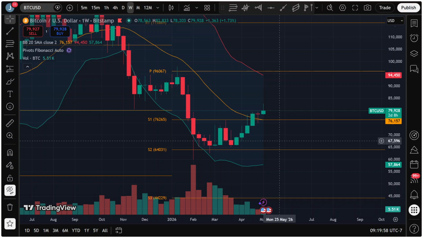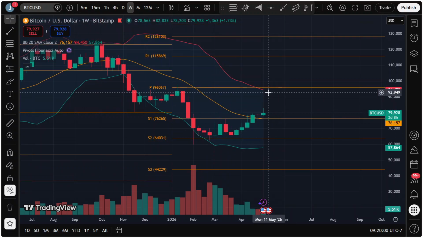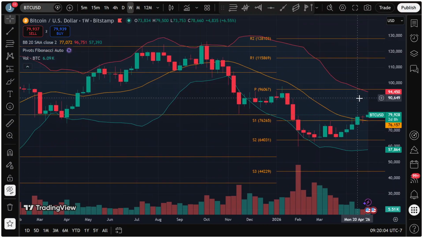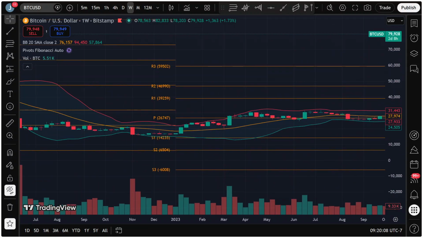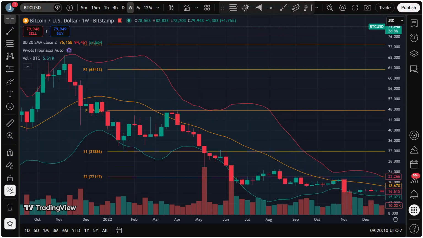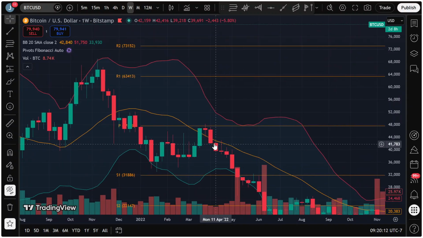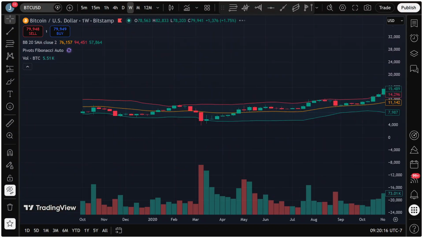However, we don't have very many instances where we retest the top band of the weekly SMA, specifically in a bear market. Let's go see if we have any evidence for that. So the closest one would be right here. That's the closest we get to the top band in 2022.